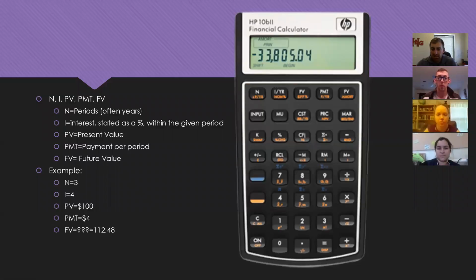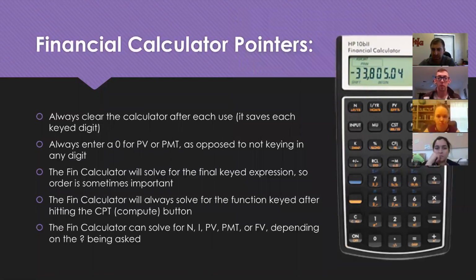So this is what a financial calculator looks like. My favorite is the HP 10BII. I've got the 10BII Plus. This is the regular 10BII. Great financial calculator. There's also a Texas Instruments that's very similar to that. Pretty powerful stuff what they can do. Pretty cool. So some of the pointers that we have: we always want to clear our calculator before we use it.